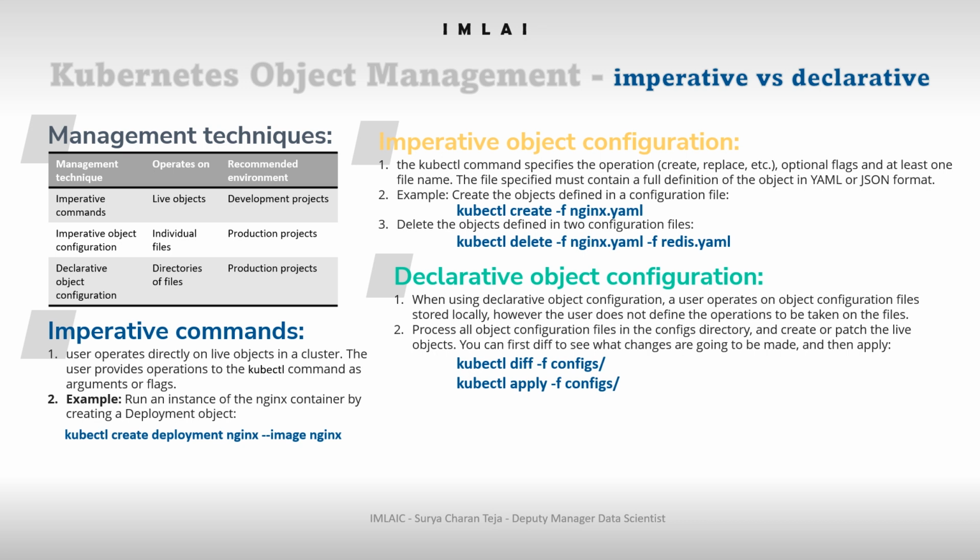So if you want to recursively process directories, for example, in the directory subdirectory you have attached definition files of various objects, then you can give kubectl diff -R -f configs, and finally you say apply -R. To process the directories recursively, we use option R, and configs is the directory where our definition files of objects are present.